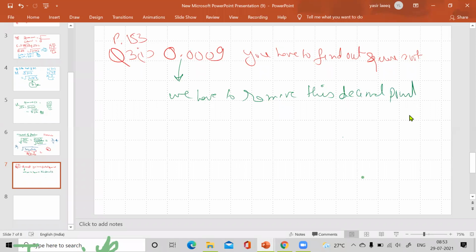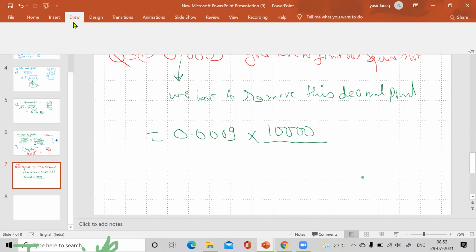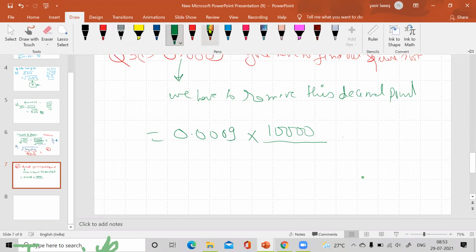What do we do? We have to remove this decimal point, so we have to multiply it. How many times? 1, 2, 3, 4 zeros, so 10,000 times. As we are multiplying it, because there are 4 zeros, yes, that's why. Very good.